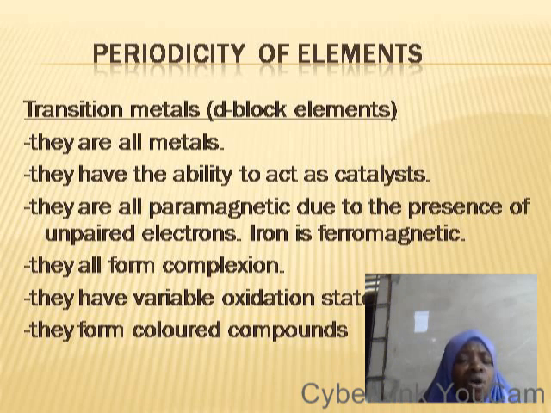They form colored compounds. Like copper 2, the color of the compounds of copper is blue. Iron 2 is green. Iron 3 is brown in color.